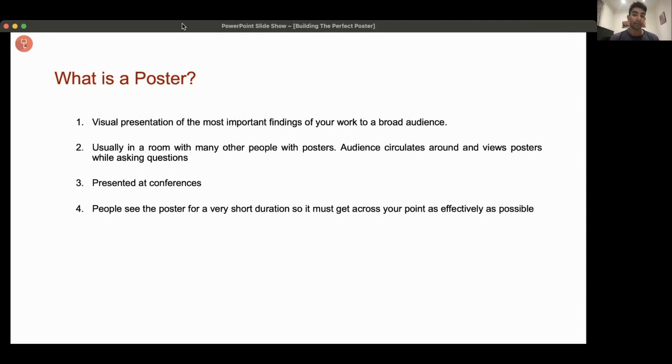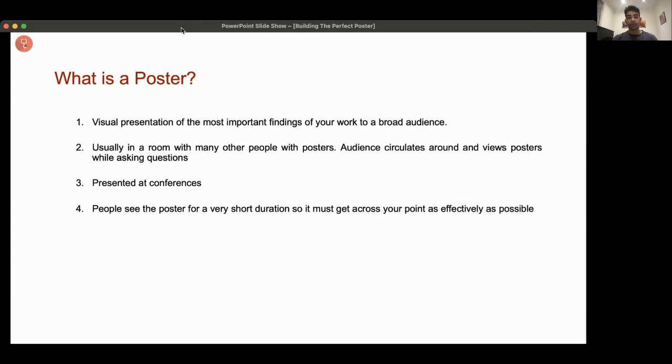You normally design it on PowerPoint, and you print it out, and it would contain the most salient pieces of information from your work. And we'll talk about how important it is to pick the right information. And so it's usually in a large hall or a meeting room with other people who have posters as well, and you're all presenting at the same time, which is why it can be a bit nerve-wracking, because there's talented people around you presenting their work as well.